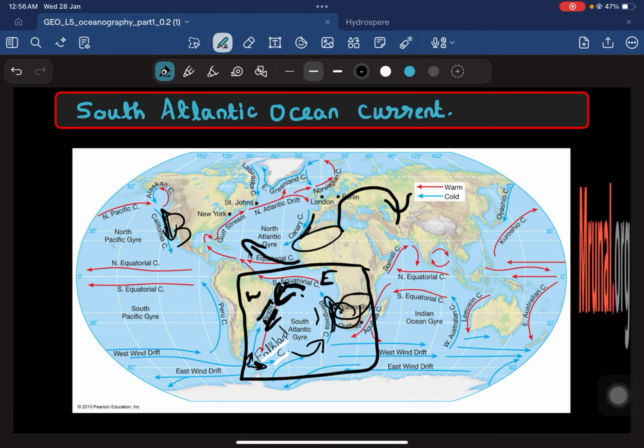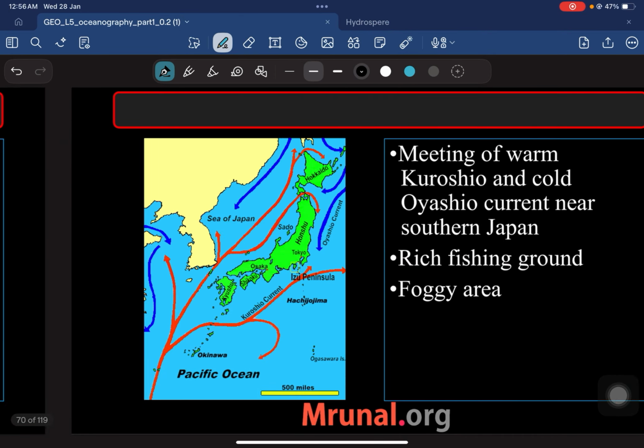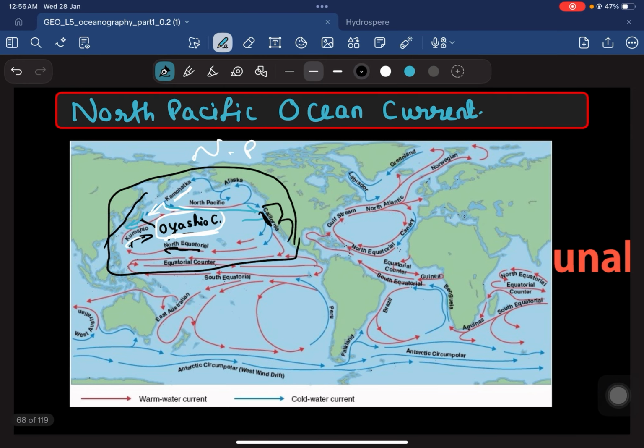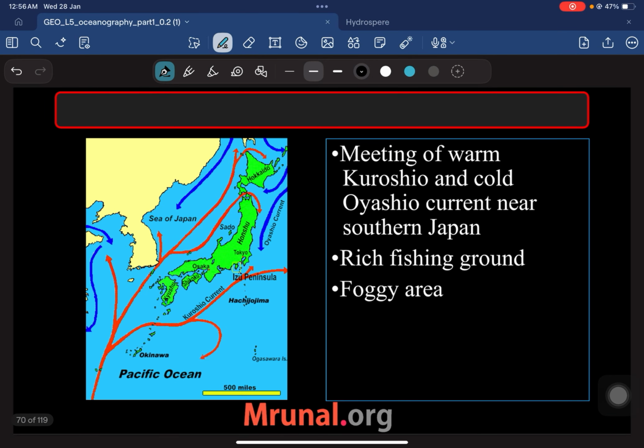This Peru we are discussing now. Okay, understood up to North Pacific, right? North Pacific Ocean current. The last one I am discussing is the South Pacific Ocean current. This one understood, where the Kuroshio warm current will meet the cold Oyashio current. It is near South Japan, which is very rich as a fishing ground and a foggy area.